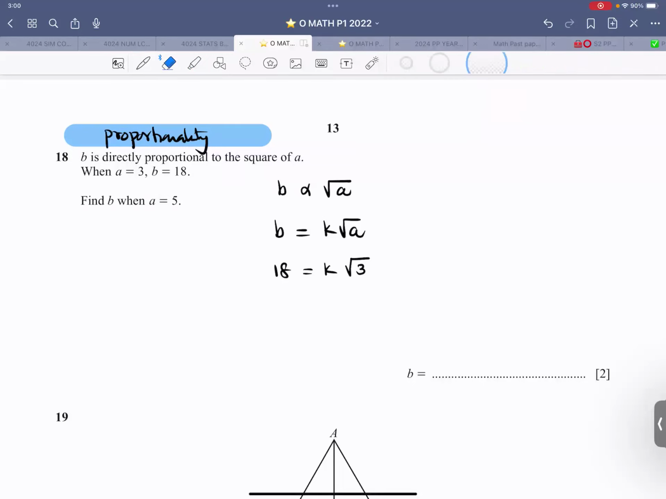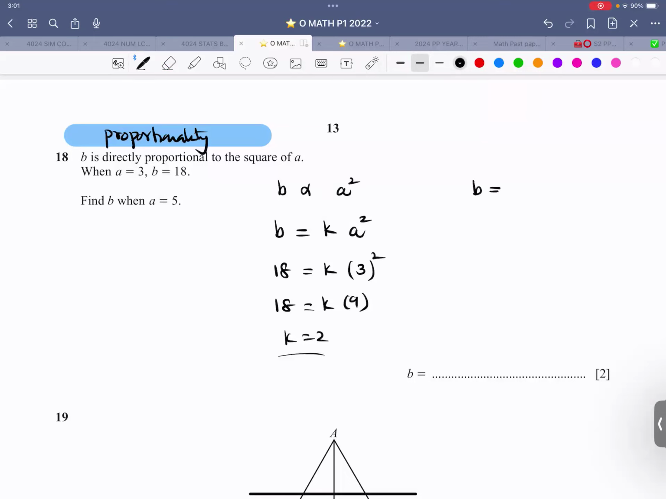Square of A, it's not square root because I just got a little bit confused. How will we be able to take out the square root of 3? So this is not square root, this is square. So this is square, this is square, this is square. So 18 is equal to K into 9. Therefore, K comes out to be 2.